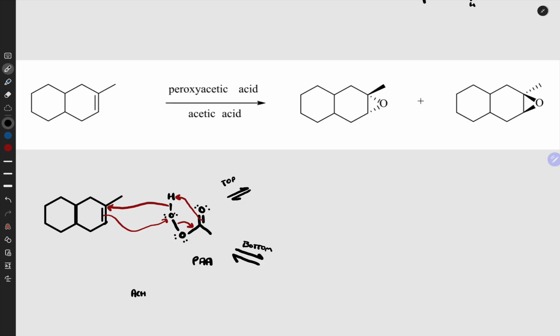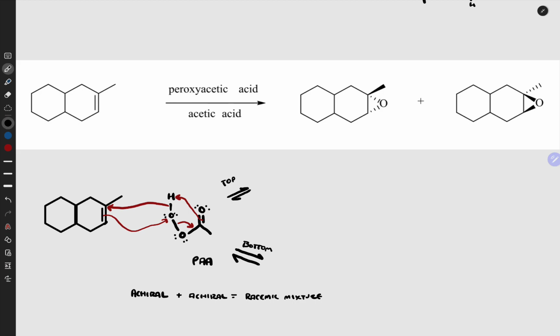A key thing to remember is that achiral plus achiral molecules, so two achiral molecules, this one and this one, will equal a racemic mixture, which means that there are multiple products, usually split 50-50.